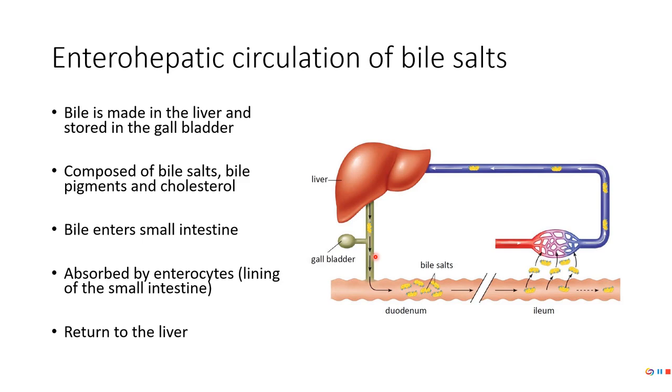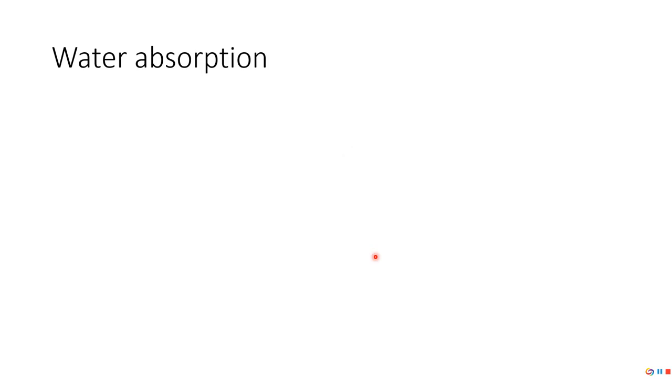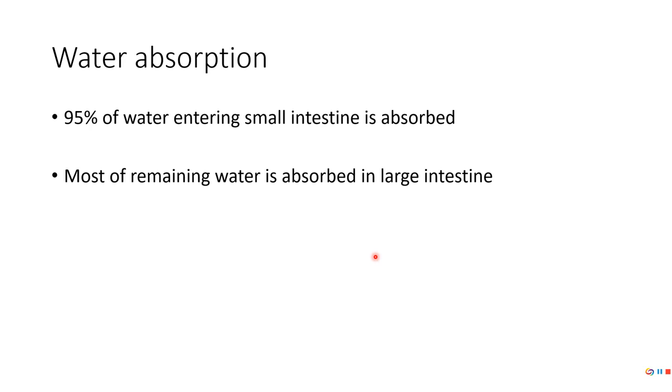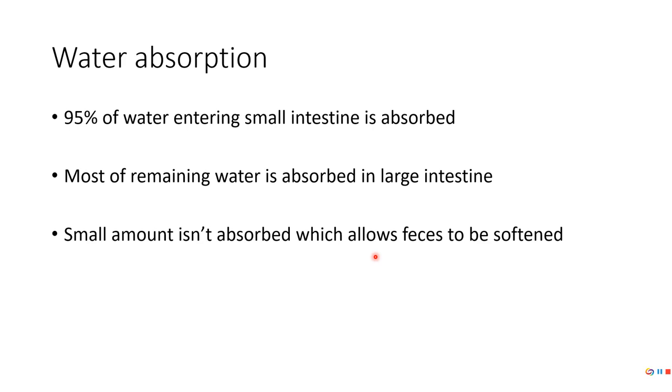Finally, water. So 95% of the water that we take in that enters our small intestine is absorbed, and what we don't absorb in the small intestine is absorbed in the large intestine. Okay, there is a tiny amount that we don't absorb, but that makes it so it's a lot easier to go to the bathroom. Okay, when people are constipated, that really is because they have very little water in their feces, and so that can be painful and difficult.